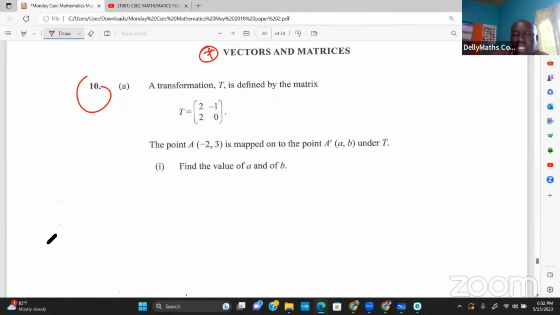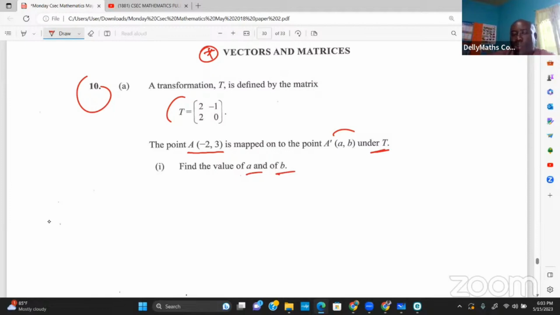The transformation T is defined by the matrix T, which is equal to 2, -1, 2, 0. Now it says here a point A is mapped onto the point A prime, and here are the coordinates under T. Find the value of A and B.